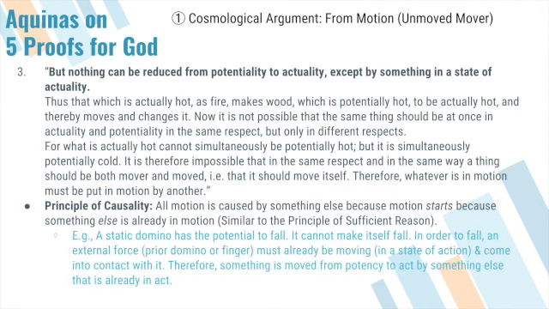For example, a static domino has the potential to fall. It cannot make itself fall. In order to fall, an external force, namely a prior domino or a finger, must already be moving, which is to say it's in a state of action, and come into contact with it. Therefore, something is moved from potency to act by something else that is already in act, right?